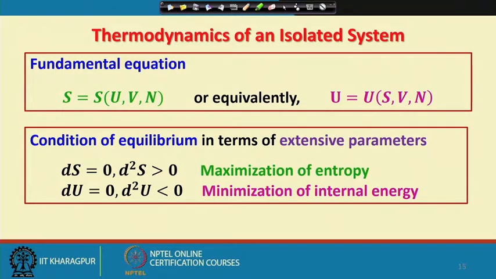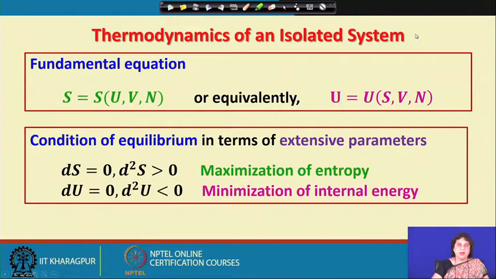So, this is the summary of thermodynamics of an isolated system. I can start by describing the thermodynamic state of a system either by specifying some constant value of the internal energy, volume and the number of particles. In that case, entropy is going to be a function of these three independent variables.